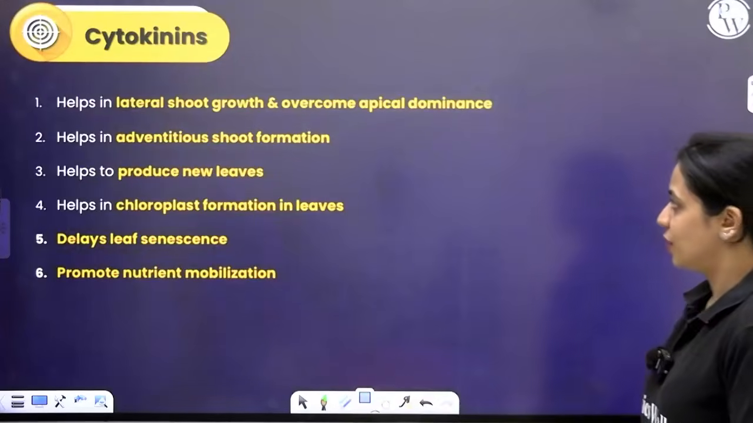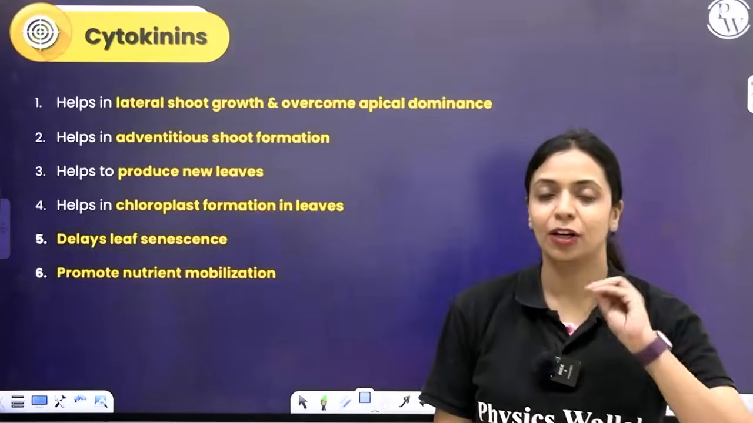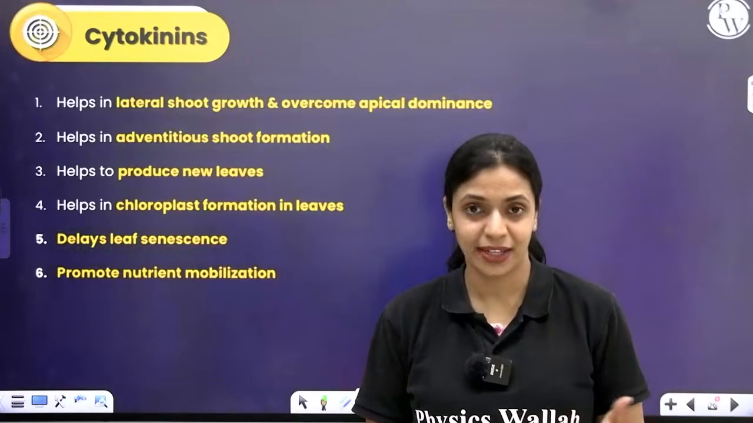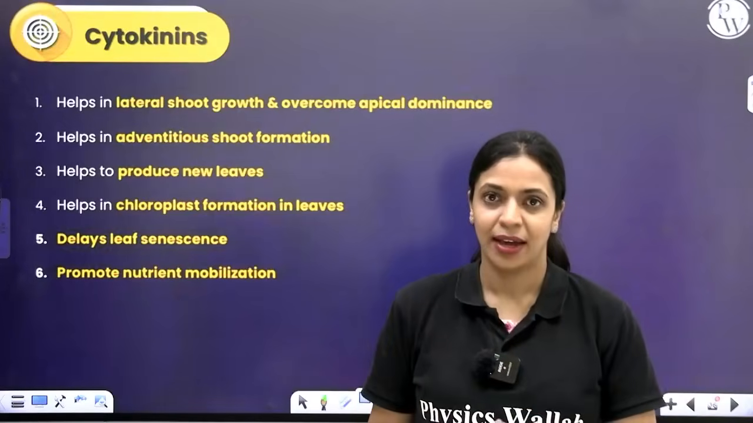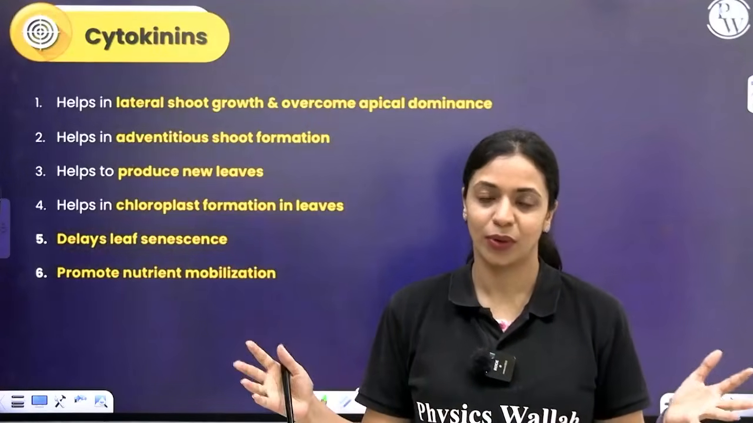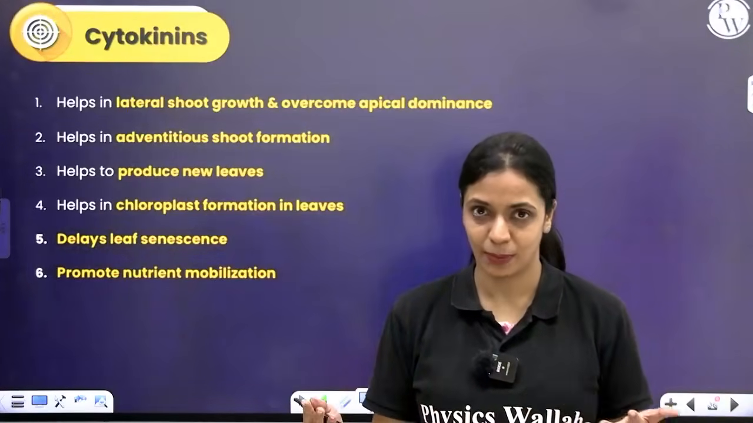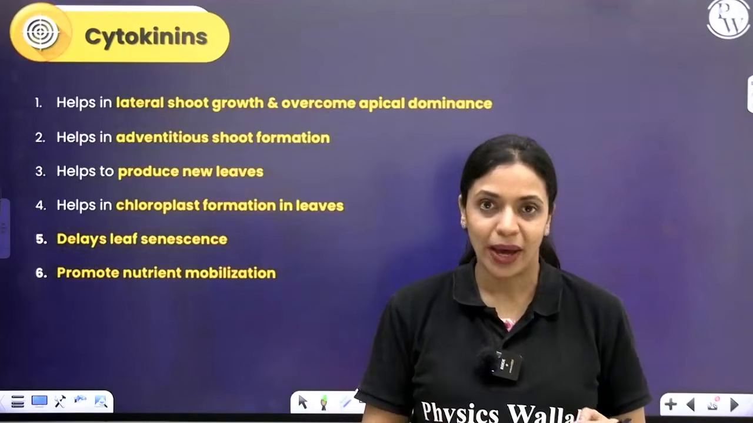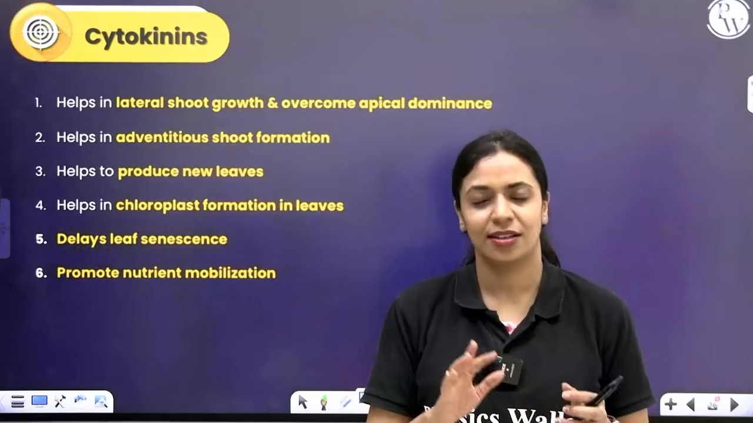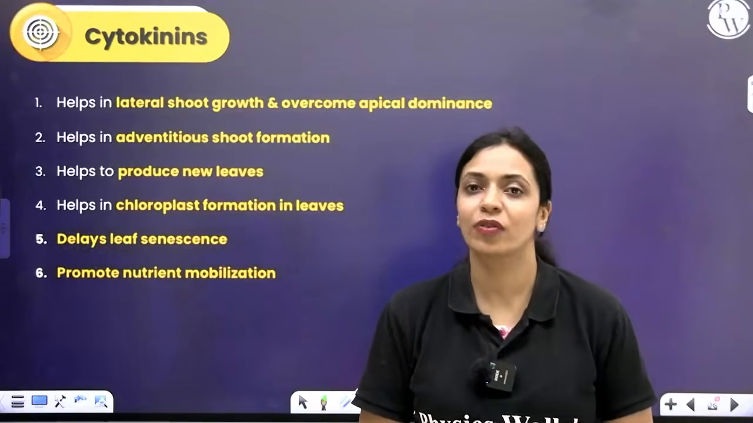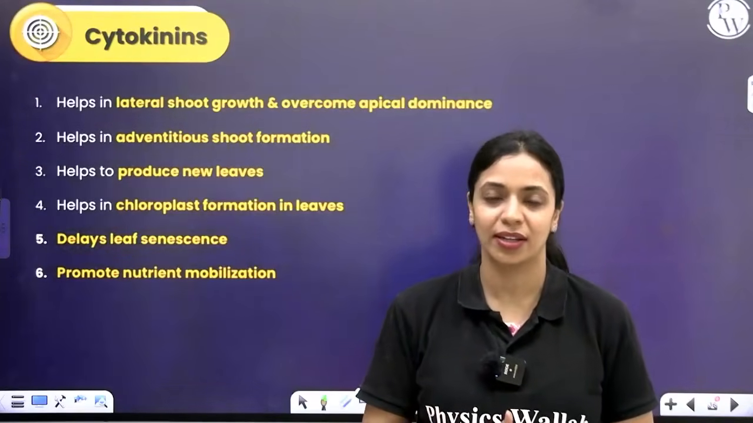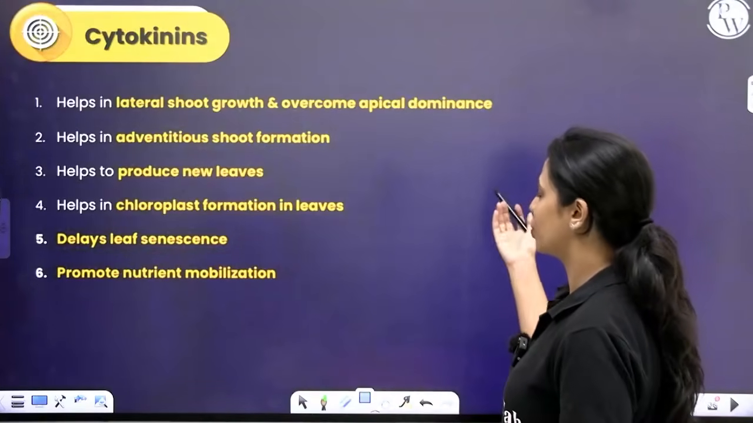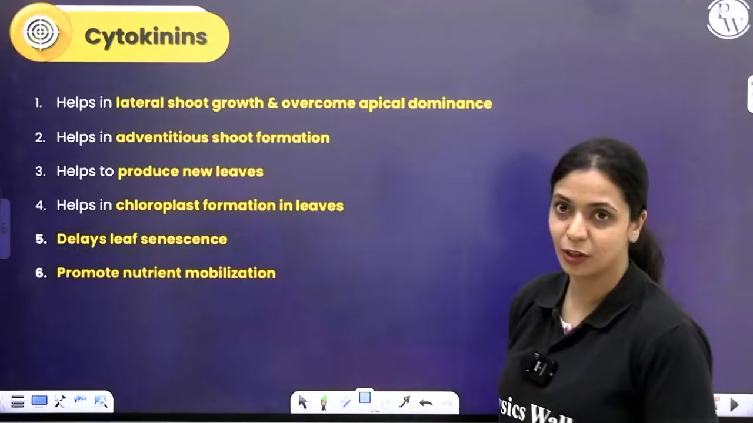Now, what are the functions of these? Whatever apical dominance auxins cause, cytokinins will undo that, and they will promote lateral growth. Okay, so if a plant is showing apical dominance, one thing you can do to get lateral shoots is cut off the tip. Otherwise, you can spray it with cytokinins, and that will help you overcome apical dominance. On spraying cytokinins, lateral buds will start branching out. So it helps in lateral shoot development and overcoming apical dominance.